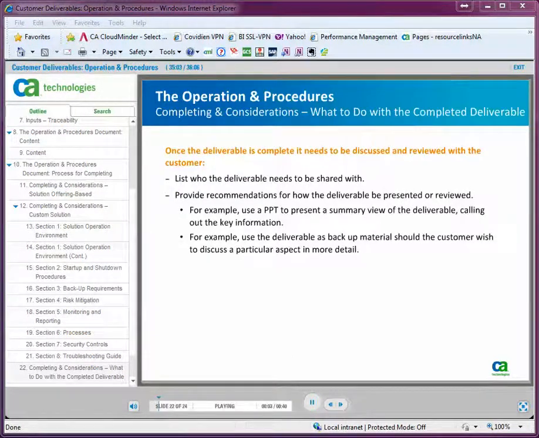So what do you do with a completed deliverable regarding the Operation and Procedures Guide? Well, once the deliverable is completed, it needs to be fully discussed and reviewed with the customer. List who the deliverable needs to be shared with, capture that, and provide the recommendations for the deliverable, whether it is to be presented or reviewed. If you use a PowerPoint, reference that, call out the key information in the PowerPoint, and use the deliverable as backup material should the customer wish to discuss a particular aspect in more detail.